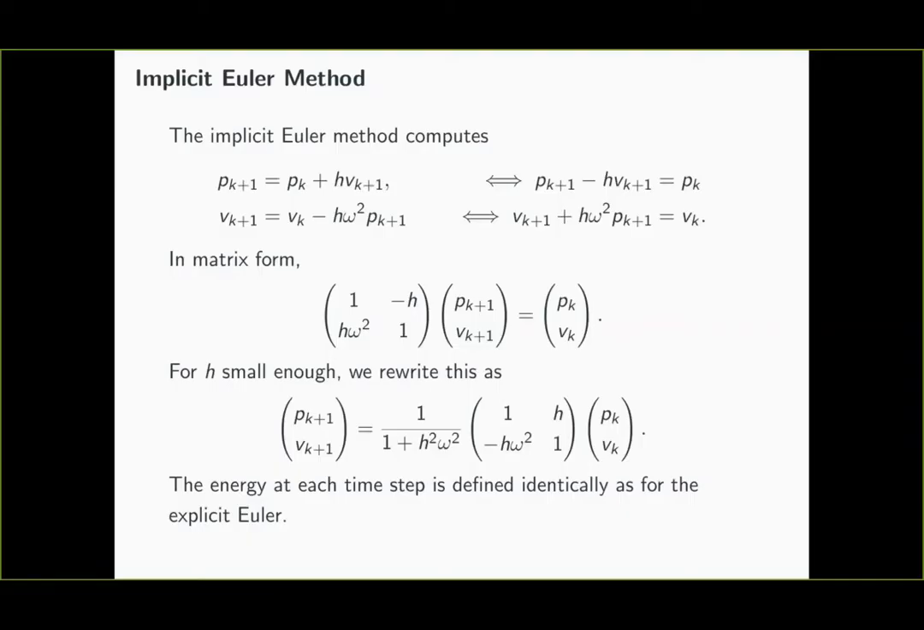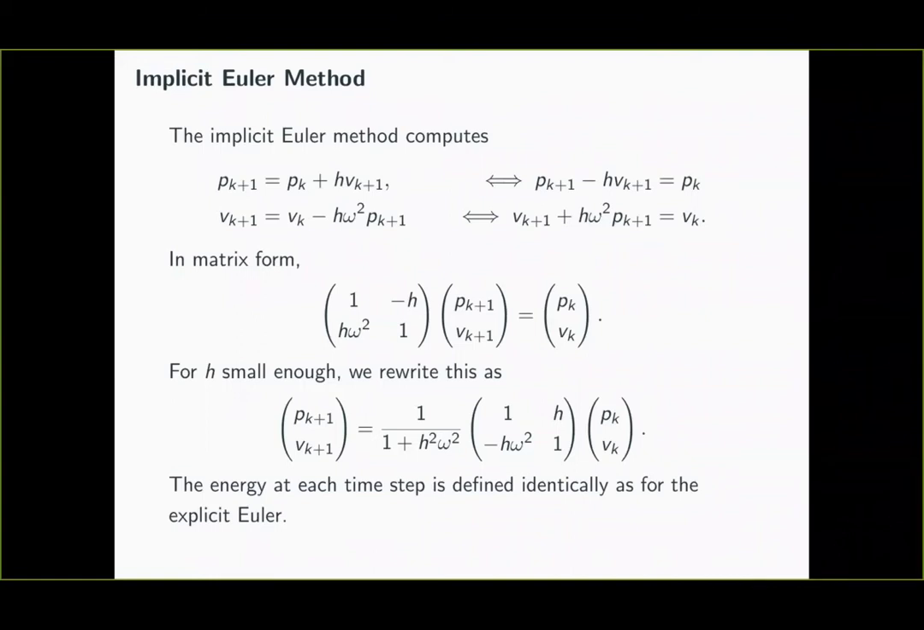All right, let's also have a look at the implicit Euler method. In the case of the implicit Euler method, the new iterations, the variables at the next time step, appear on both sides of the equations. For the position and the velocity respectively, you've got the equations p_{k+1} equal p_k plus h times v_{k+1}, and v_{k+1} equal v_k minus h times omega squared p_{k+1}.